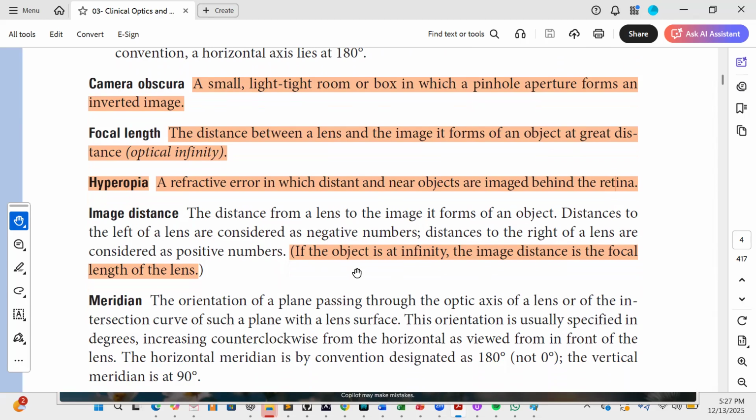of the lens system. Also, the object is at infinity, so the image is always going to form at the focal point. So we can take it that the image distance is essentially the focal length of the system, which is from the lens to the focal point.